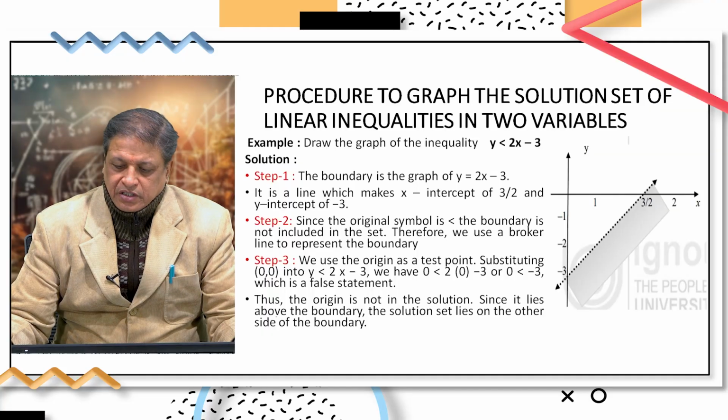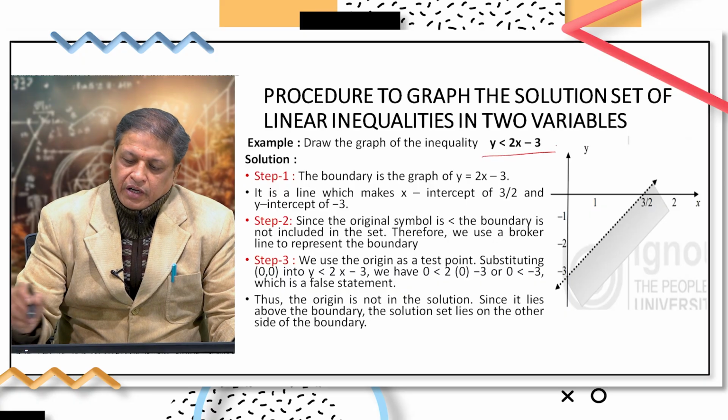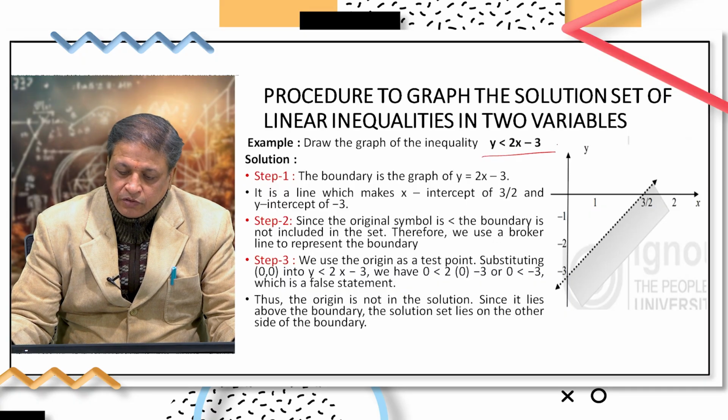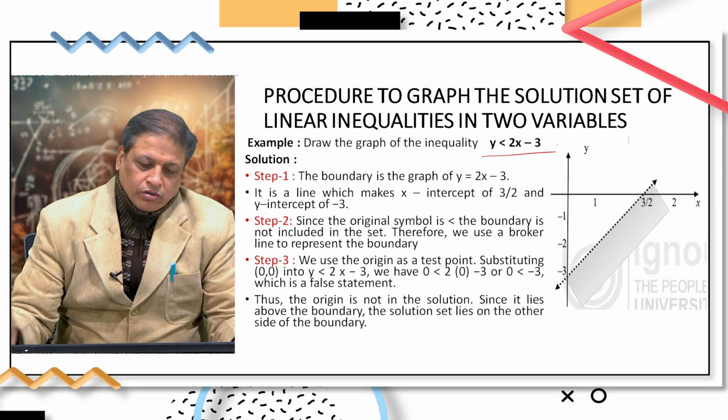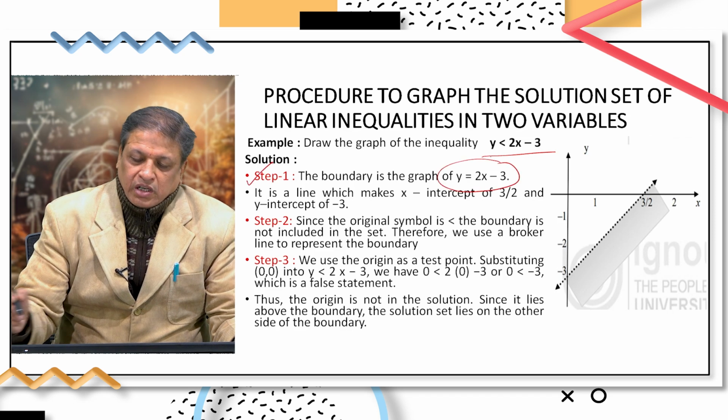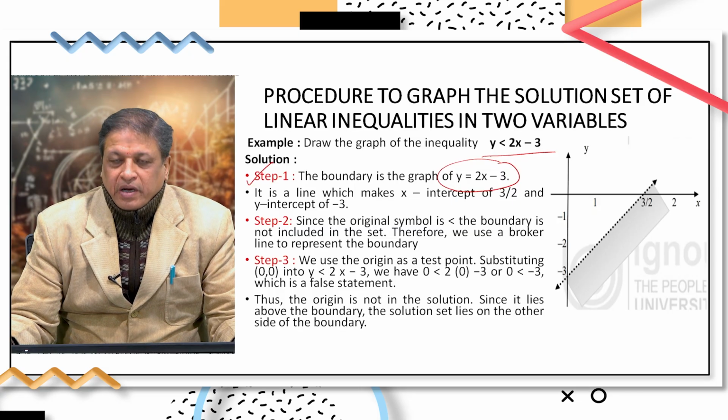Let's solve some more examples. Likewise, over here we are given an inequality y less than 2x minus 3. Now again, to solve this, let's follow the steps. The first step is to replace it with the equal sign. So y is equal to 2x minus 3 is now the equation, and we determine the intercepts.